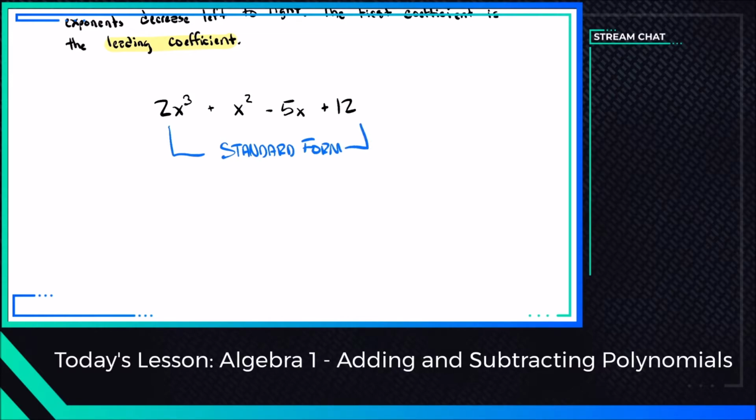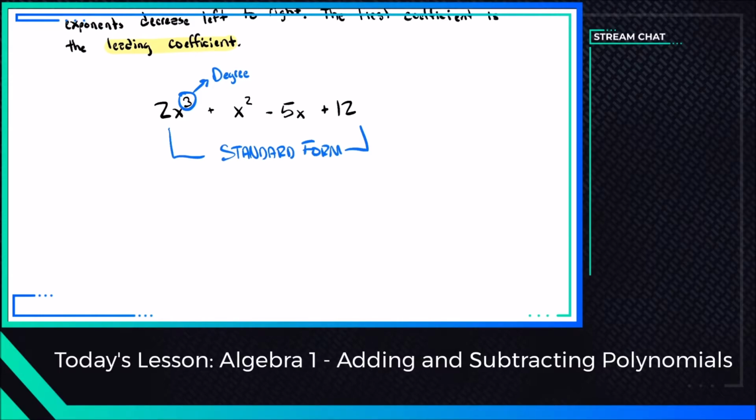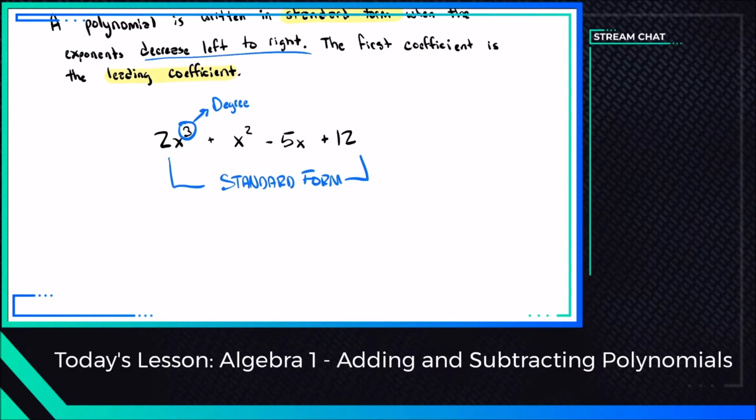So that whole thing's written in standard form, right? The degree of this guy is the degree of the entire polynomial, right? So that has a degree of 3. X squared only has a degree of 2. 5x has a degree of 1. And 12 has a degree of 0. So notice it goes 3, 2, 1, 0. We write it from largest to smallest, right? That's just decreasing left to right.